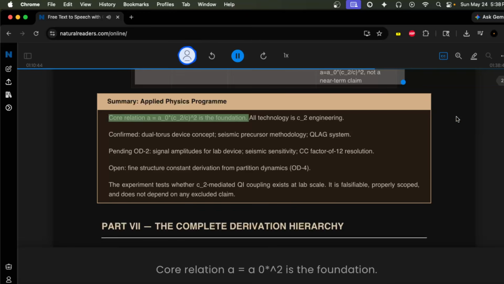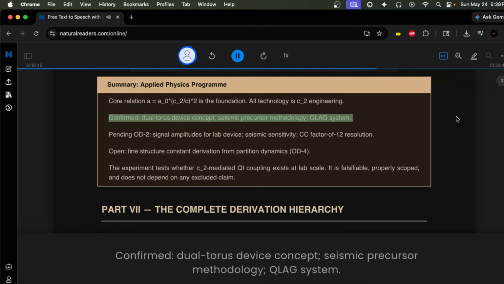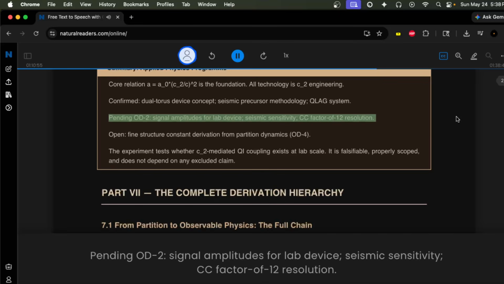Core relation A equals A0 squared is the foundation. All technology is C2 engineering. Confirmed: dual torus device concept, seismic precursor methodology, QLAG system. Pending OD2: signal amplitudes for lab device, seismic sensitivity, CC factor of 12 resolution.